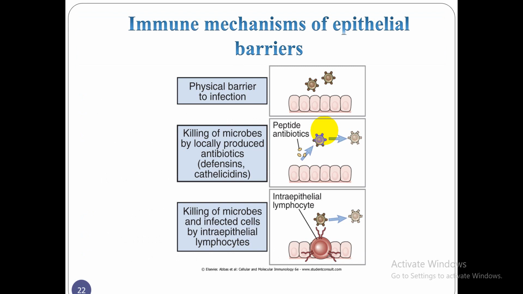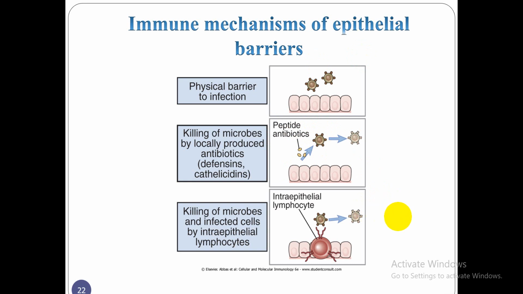These epithelial cells could act as a physical barrier to infection and could prevent the entrance of the microbes to the body. Also, these epithelial cells can produce antimicrobial peptides, and some of these peptides are defensins and cathelicidins, and these peptides could act like antibiotics and could kill the microbes.